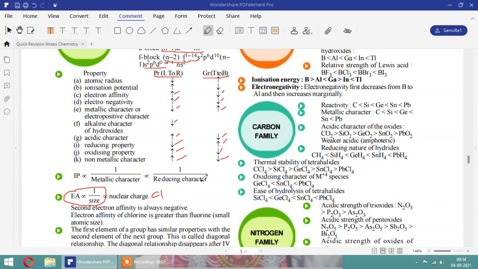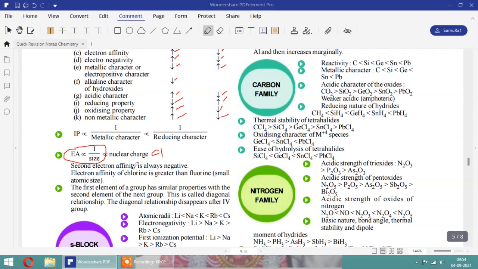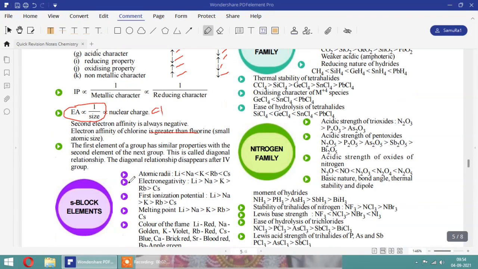Electronegativity is greatest for fluorine in the periodic table. The second electron affinity is always negative. Electron affinity of chlorine is greater than fluorine. The first element of a group has similar properties with the second element of the next group. This is called diagonal relationship. The diagonal relationship disappears after fourth group.